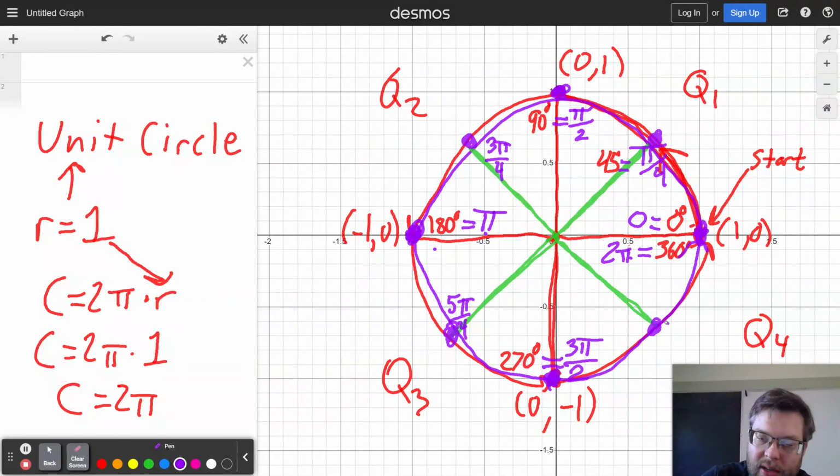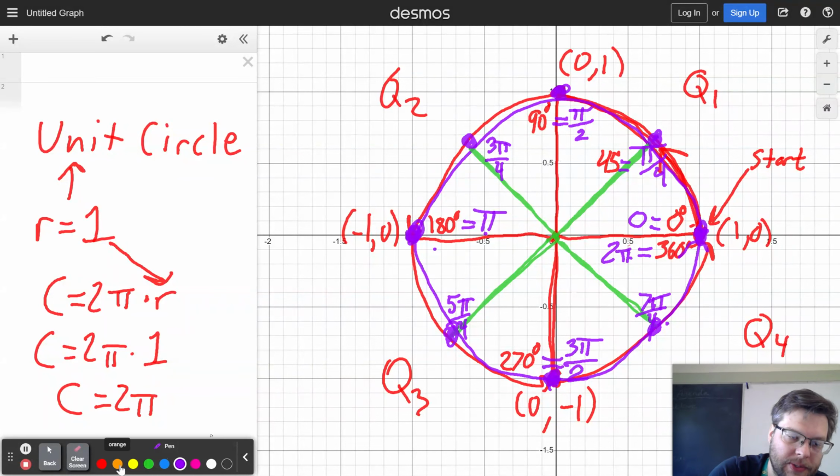And then down here we have 7 pi over 4. Last, 8 pi over 4 is equal to 2 pi. You can keep counting if you want. For example, pi over 4 is the same as 9 pi over 4. You can get the degree measures just by counting up by 45's as well.